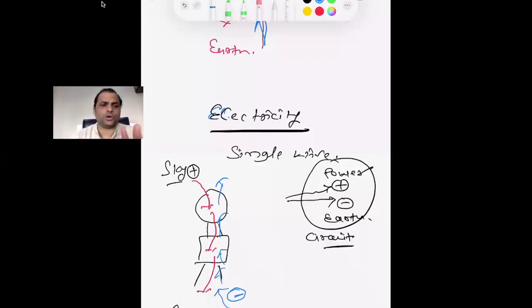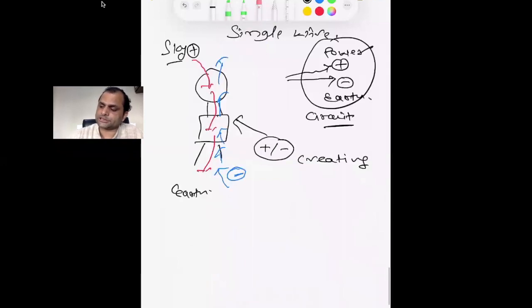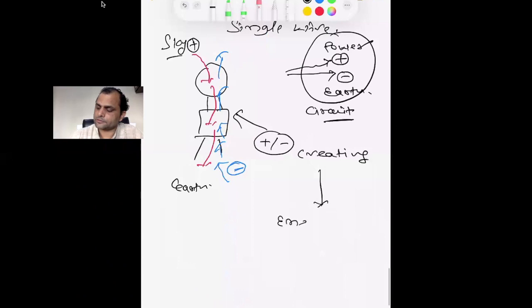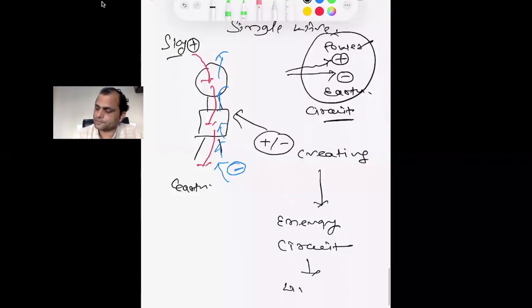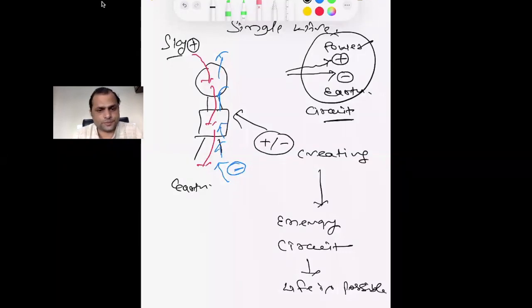So when these two energies are working together in the human body, then only can an energy circuit be formed. So these two energies, plus and minus, in the human body are creating the energy circuit. And because of this circuit only, life is possible. If any one energy becomes imbalanced, then life will not be possible.